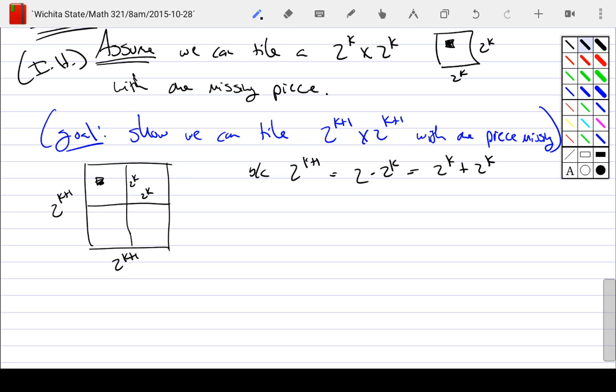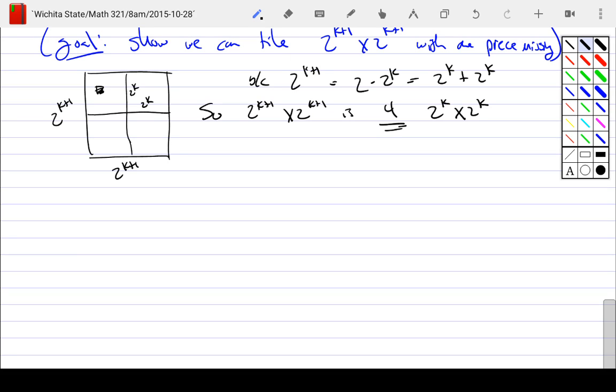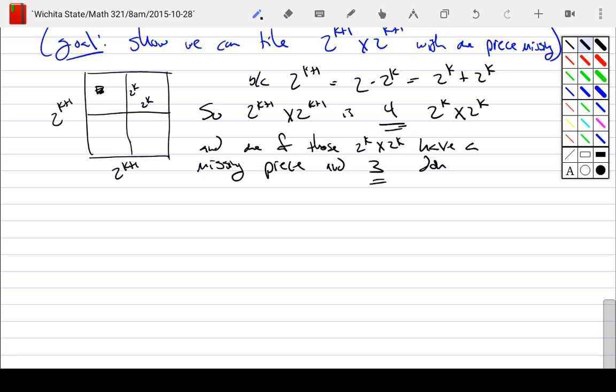All right. So 2 to the k plus 1 by 2 to the k plus 1 is 4 2 to the k by 2 to the k. And one of those 2 to the k by 2 to the k has a missing piece, and 3 do not. Kind of important.